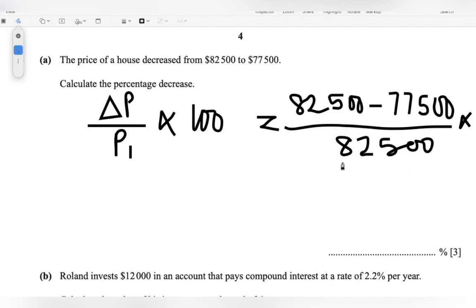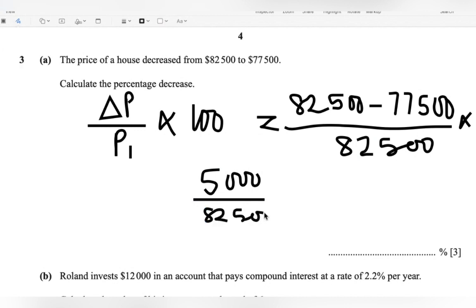Okay, so this is what you just need to do. You get 3 marks. It's as easy as that. So when you subtract 82,500 minus 77,500, what do we get? Yes, we get 5,000. So we say 5,000 over 82,500, multiplied by 100.